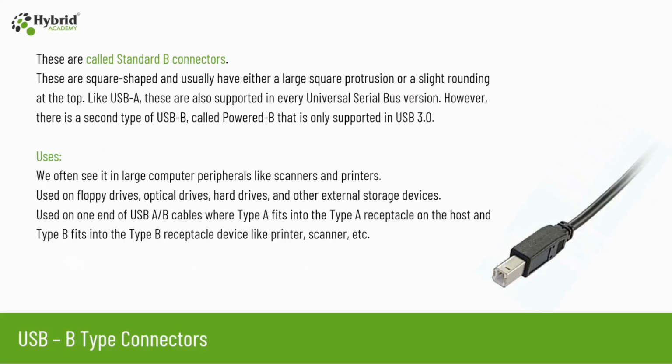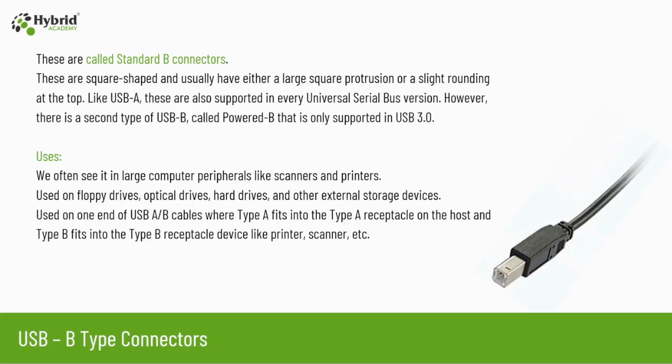Now the second one is the USB B type connectors. These are the standard B type connectors, and these are square shaped and usually have either a large square protrusion or slight rounding at the top. Like USB A, these are also supported in every Universal Serial Bus version. However, there is a second type of USB B called powered B, and that is only supported in USB 3.0.